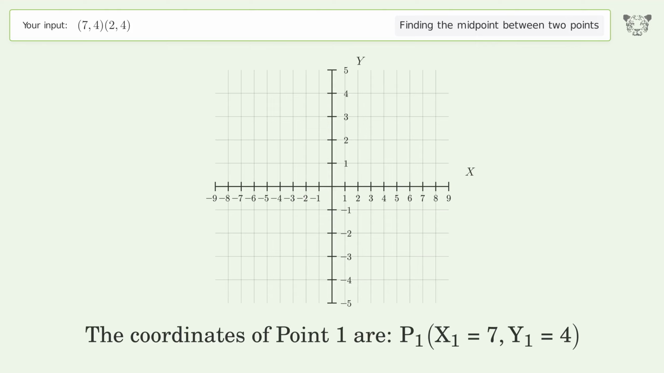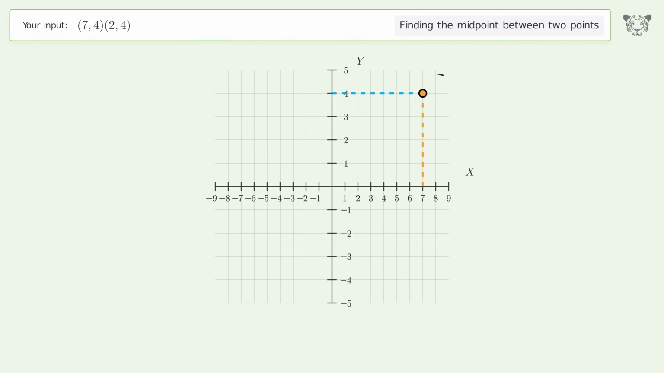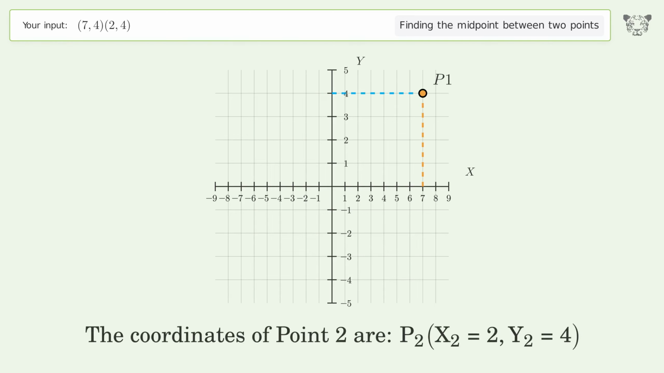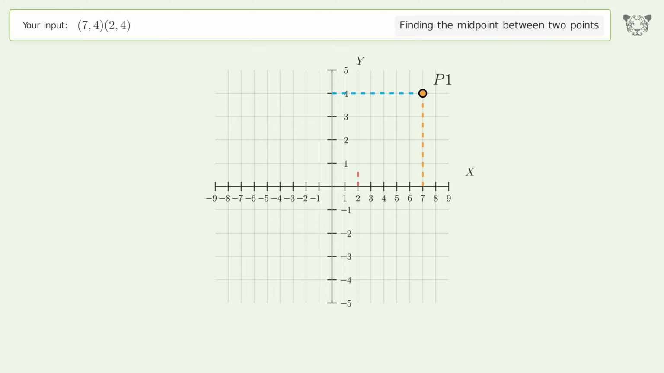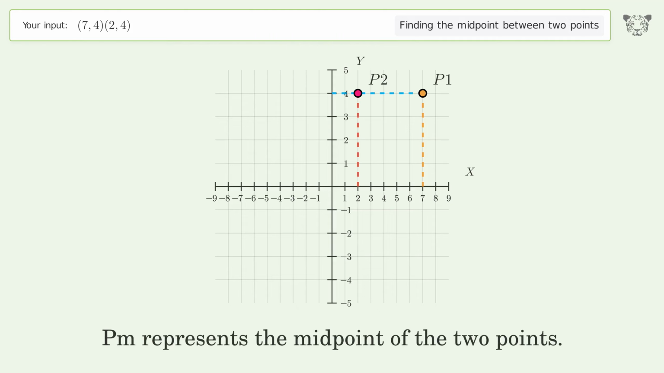The coordinates of point 1 are, x1 equals 7, y1 equals 4. The coordinates of point 2 are, x2 equals 2, y2 equals 4. PM represents the midpoint of the 2 points.